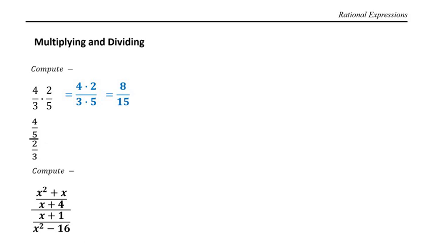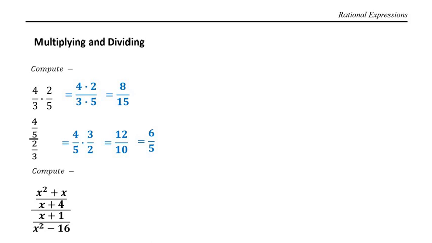And now when you're dividing rational expressions, so in this case, we have 4 over 5 divided by 2 over 3, we are going to multiply by the reciprocal of our denominator. So in this case, our denominator is 2 over 3. The reciprocal of 2 over 3 would be 3 over 2. And so we would have 4 over 5 times 3 over 2, and then like above, we can multiply straight across, and we would have 12 over 10 or 6 over 5.